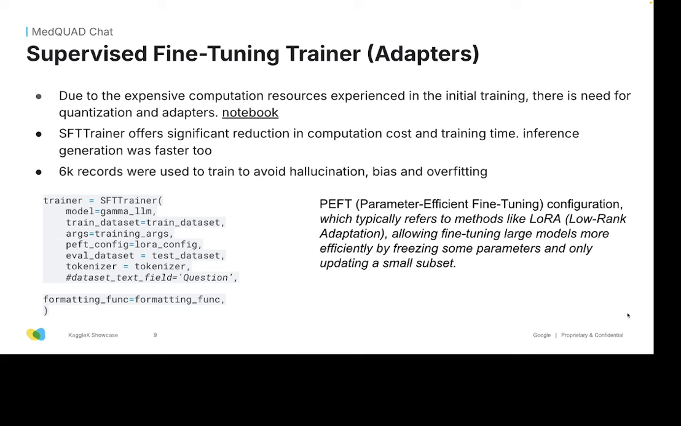The next stage was to use the supervised fine-tuning trainer, which is an adapter. Due to the expensive computation resources experienced in the initial training using Keras and LoRA, there was a need for quantization and adapters. The SFT trainer offered a significant reduction in computation cost and training time, and the inference generation was also faster. Comparing inference using Keras and LoRA to the SFT trainer, there was a faster inference time with SFT. 6,000 records were used in this instance, while for Keras, 2,000 records were used, since we had computation constraints.